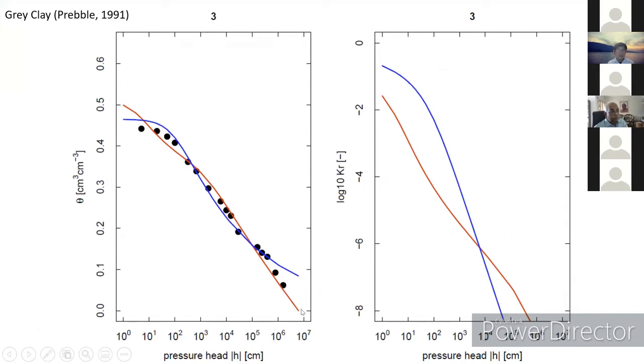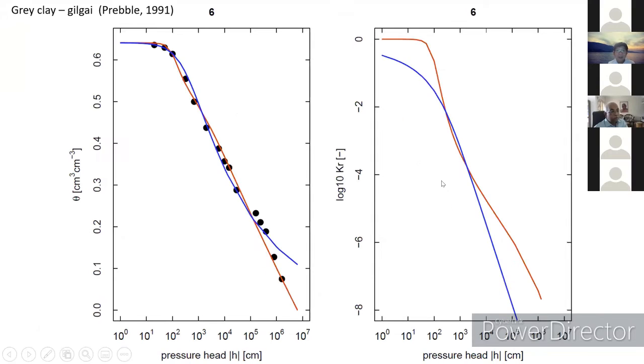So this is going up to dryness. If we fit it, the red one with the Van Genuchten model, it tends to drop off, and the result is that the hydraulic conductivity is much smaller than what it needs to be. And similarly, it also behaves differently at a different condition.